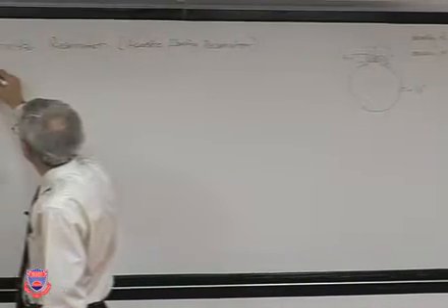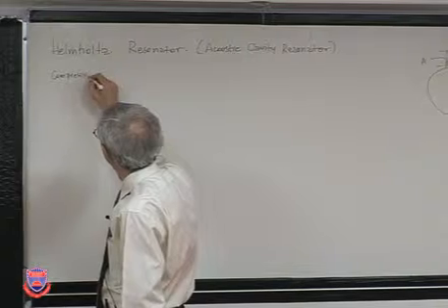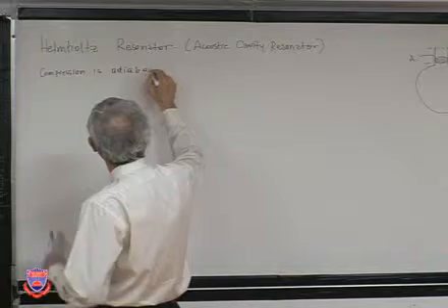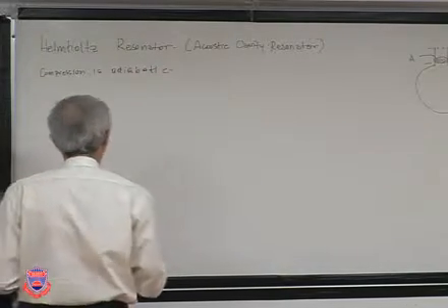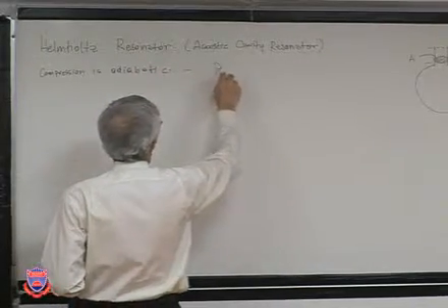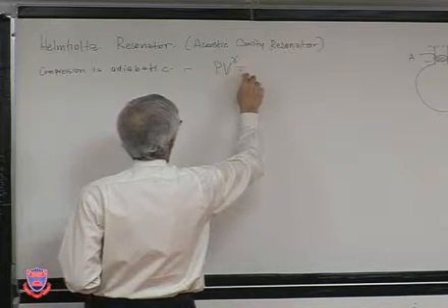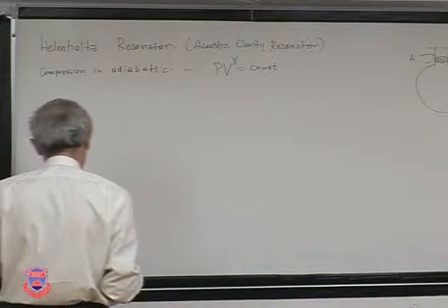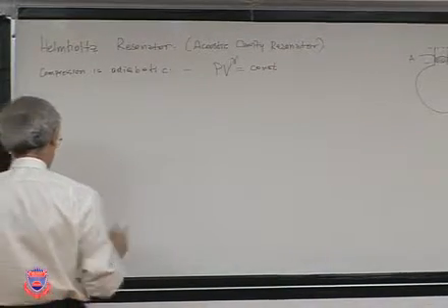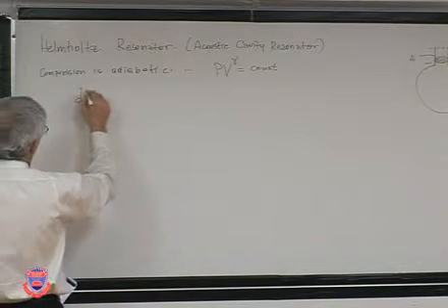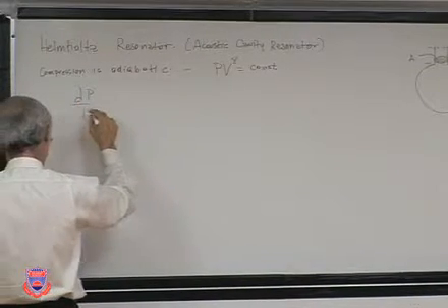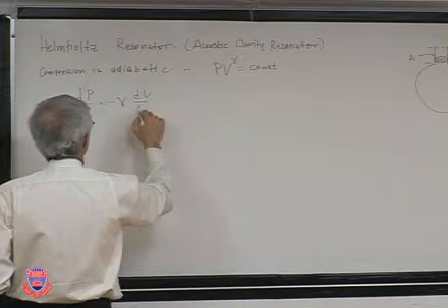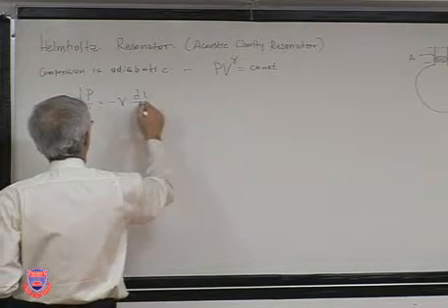The compression is adiabatic. So, not PV, but PV to the gamma is constant. And as you remember from last time, just a couple of minutes ago, same approach.